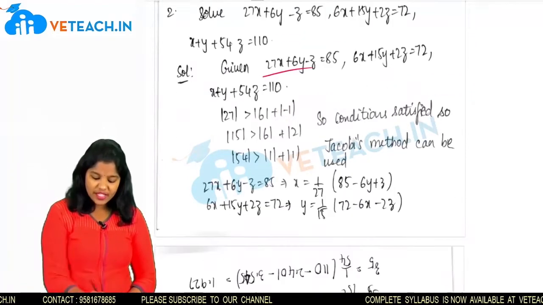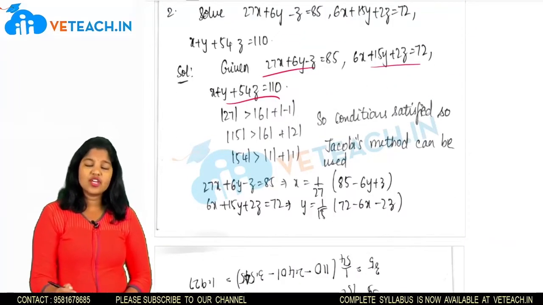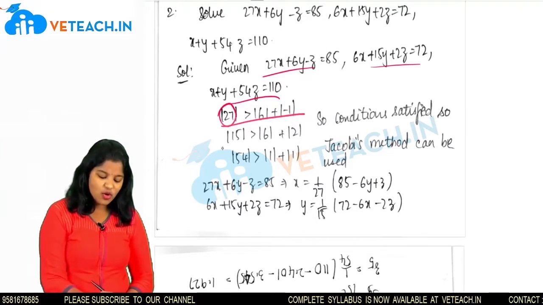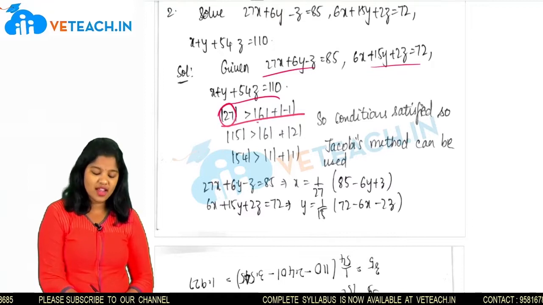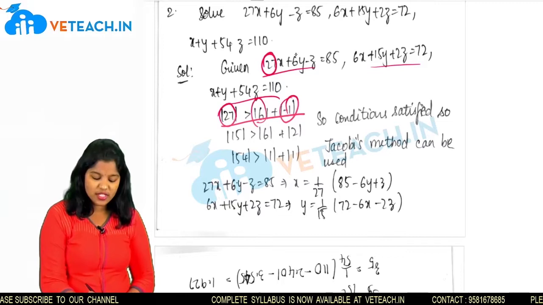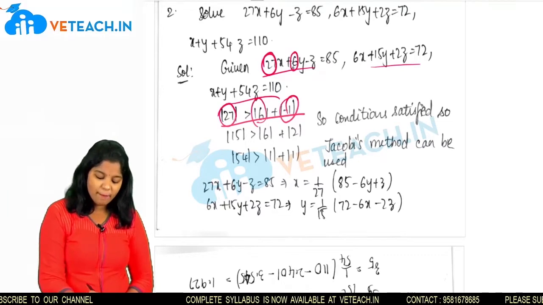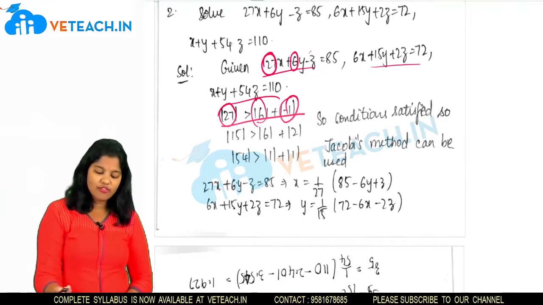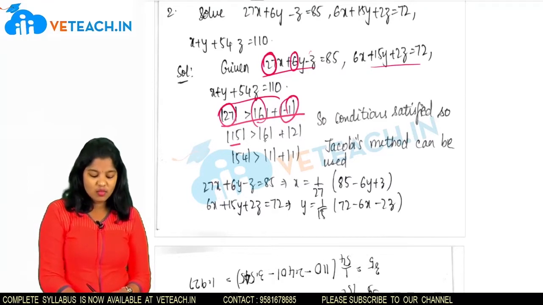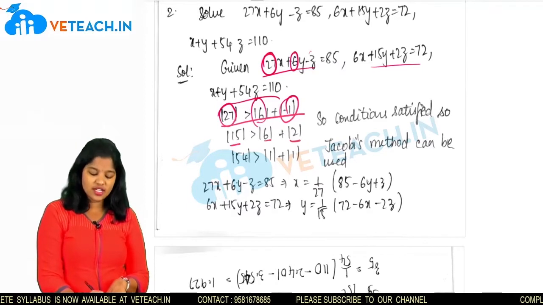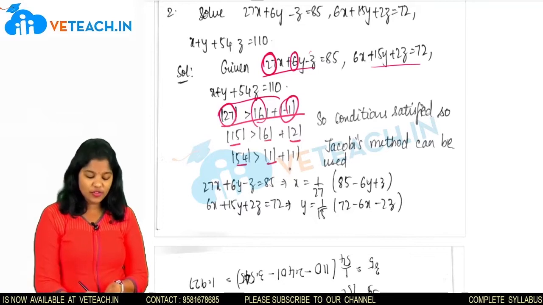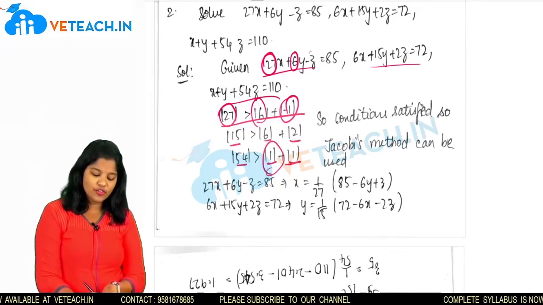Now see the next problem. Given 3 equations, you have to check whether the conditions are satisfied or not. That is, for the first equation, the x coefficient should be greater than the modulus of the sum of the other two coefficients. That is, modulus of 27 should be greater than modulus of 6 plus modulus of 1. It is obviously satisfied. Similarly, the coefficient of y should be greater than the modulus of the x coefficient and z coefficient. Similarly, the modulus of the z coefficient should be greater than the modulus of the y coefficient plus the modulus of the x coefficient.